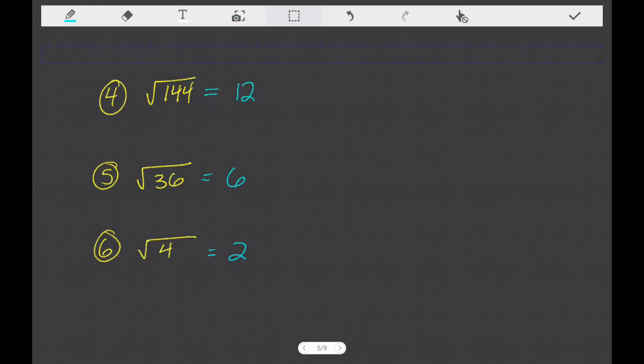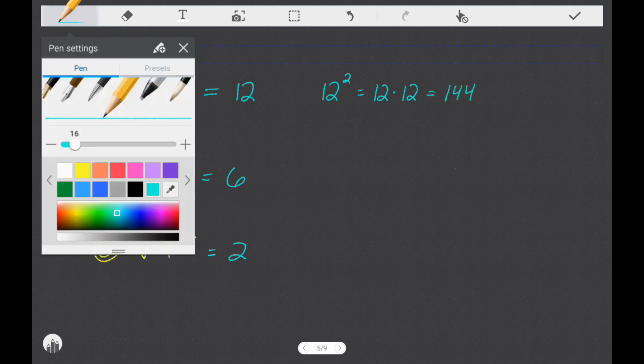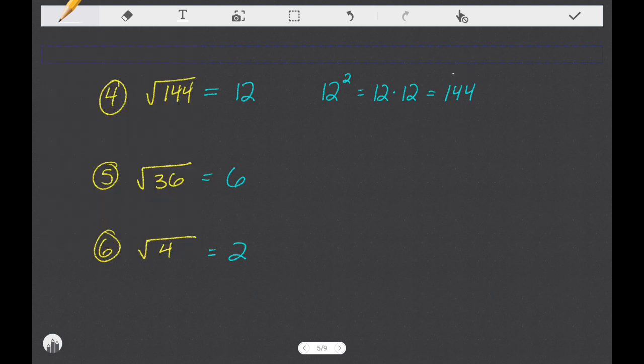All right, so here's your answers. For number 4, you should have gotten 12. For number 5, you should have gotten 6. And again, for example 6, you should have gotten the number 2. And here's why. Because I know if I have 12 to the power of 2, that literally means 12 times 12. And I know that answer is 144. So to go in the backwards direction, if I want to go from this number back to what I started with, literally just the number 12, it would be the square root.